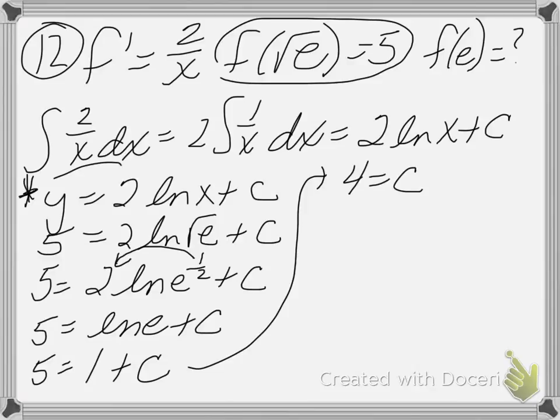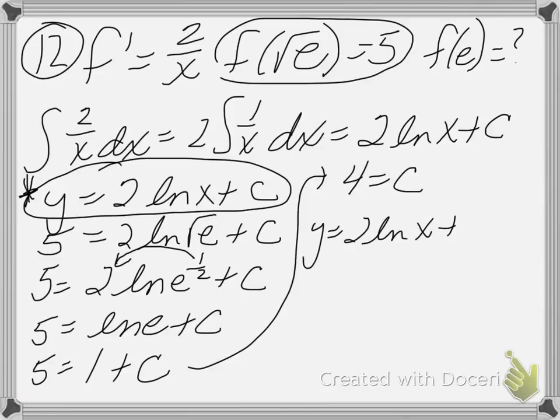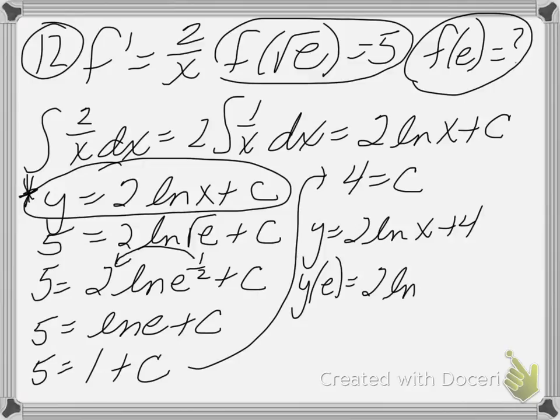So now I'm going to go back over here where I put the star, and I'm going to get y equals 2 ln x plus 4. But the question wants to know what is f of e. So I'm going to put e wherever I see an x. Okay, again, ln e is equal to 1. 2 times 1 is 2, plus 4 equals 6, choice D.